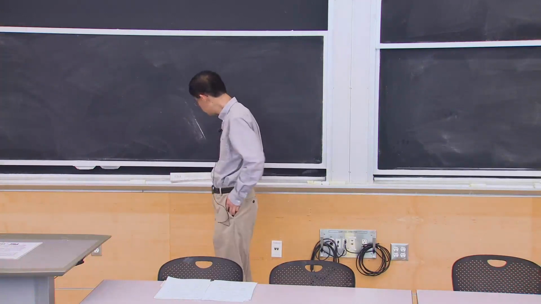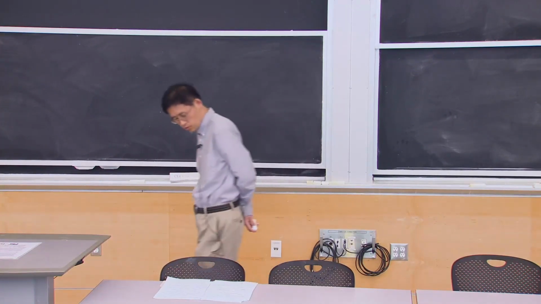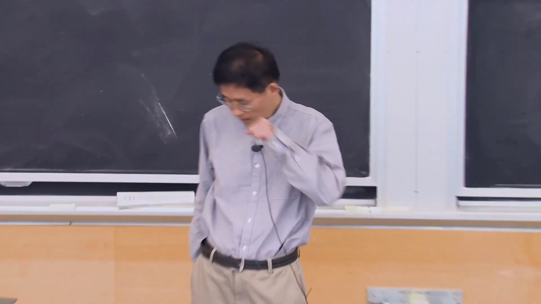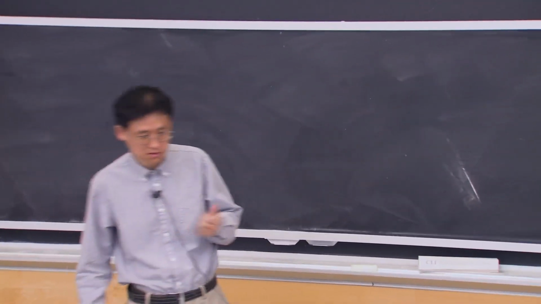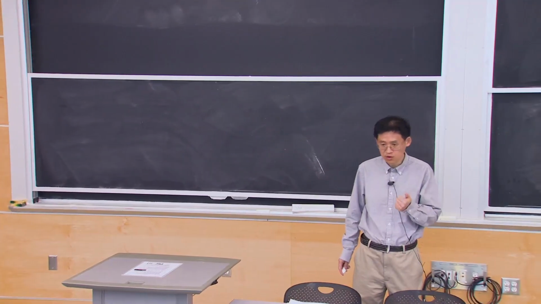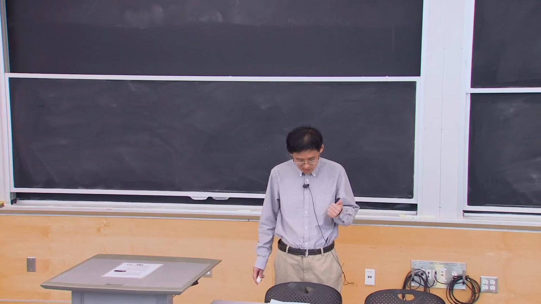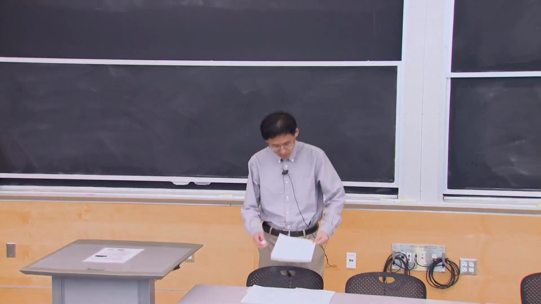Let us start. Last lecture we discussed Compton scattering. With that example, we essentially covered all the tree-level diagrams in QED. Tree-level diagrams are those that do not involve loops.